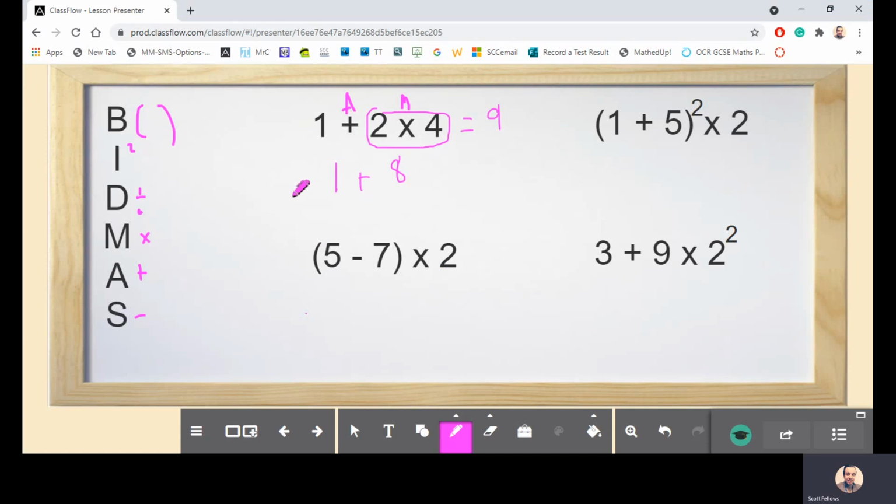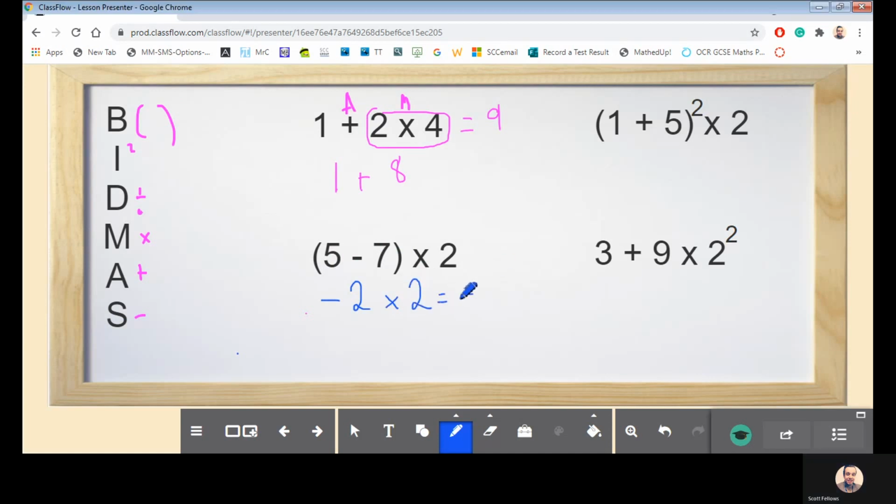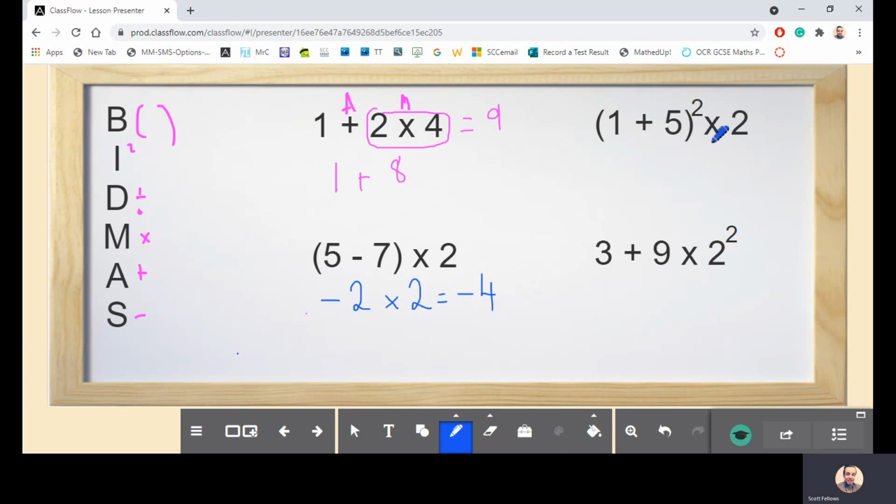Moving down, we've got brackets here, so we have to do that part first. So doing the brackets, we've got 5 take away 7. So be careful with these questions. 5 take away 7 is -2. Okay? So even though there's a minus there, a take away, because it's in the brackets, we still do this part first, even though subtract's right at the bottom. If it's in brackets, you do that part first. 5 take away 7 is -2. -2 times 2 is -4. Okay, so be careful with your negative numbers.